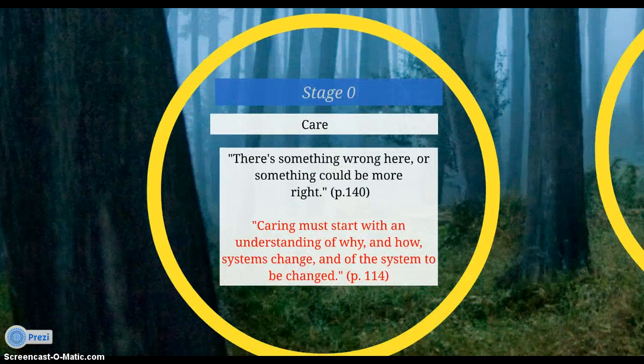Stage 0 is care. The authors begin at stage 0 because it is ground zero, the rock bottom prerequisites for a change activity. It is here that someone perceives something is wrong, or at least that something could be better. There is a need for action. Caring must start with an understanding of why and how systems change, and of the system to be changed. It is during this stage that the change agent is ready to consider both the cares that motivate the system, or some of its members, to want to change, and those that can serve to alert the change agent to potential obstacles to change.